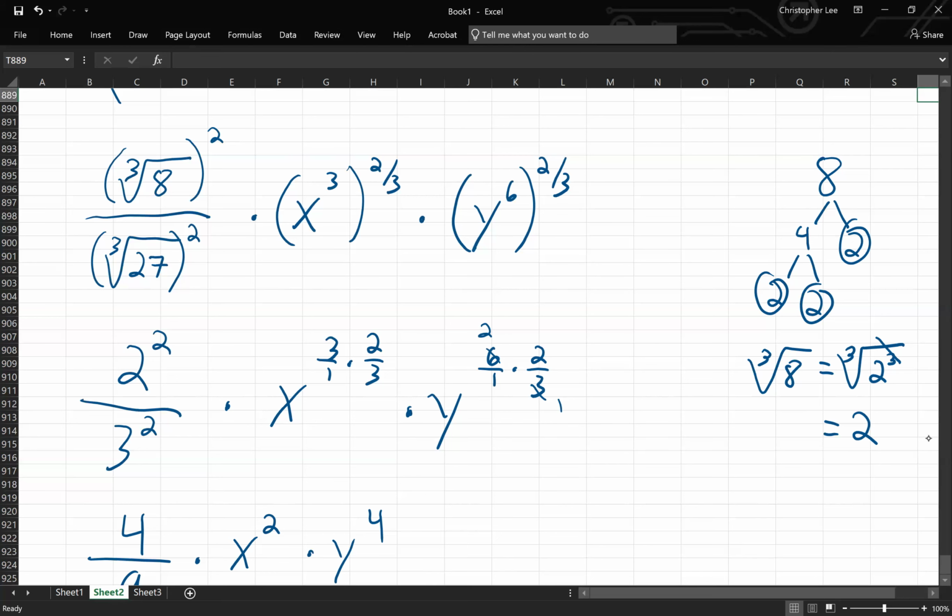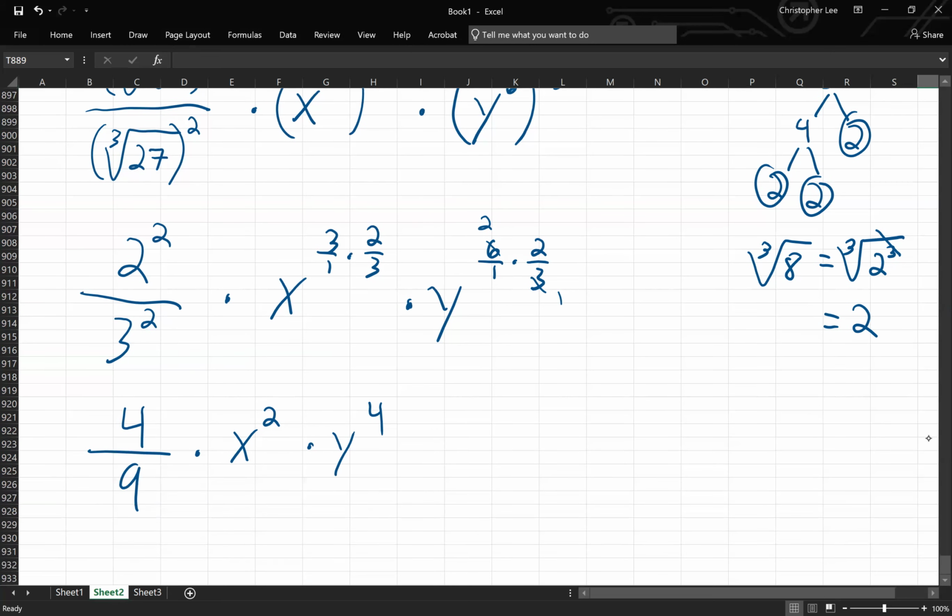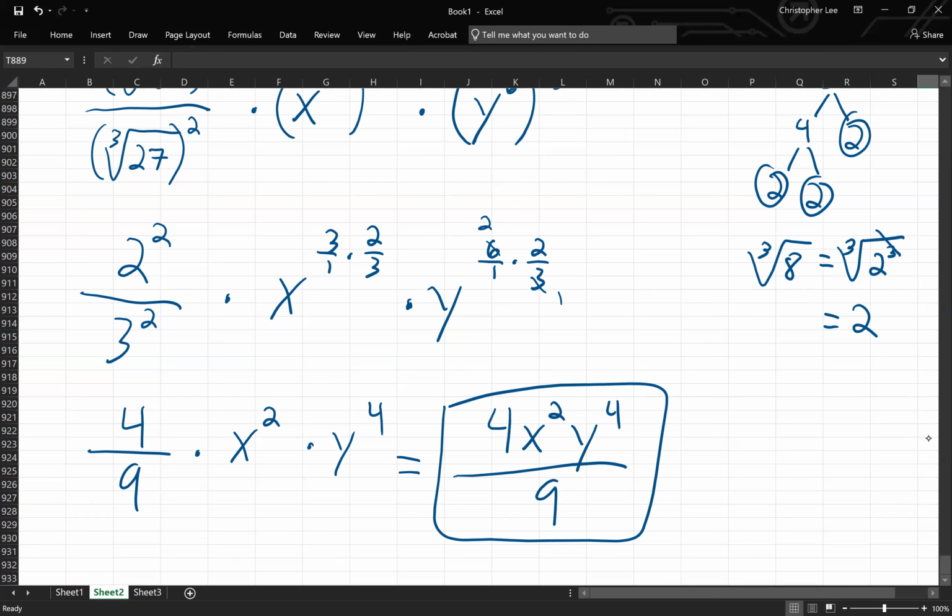So we put them all together, 4/9 x to the third, y to the fourth. Yeah, so 4x² y to the fourth all over 9. You could do it like that, or I would even accept this answer, to be honest with you. This is not a bad answer either.